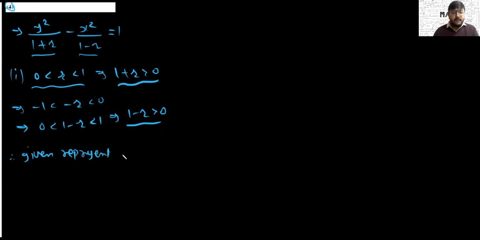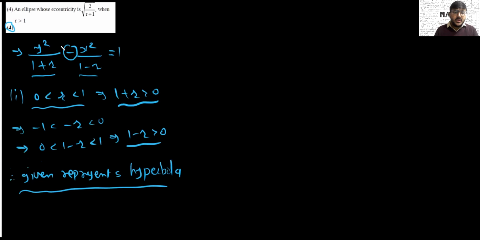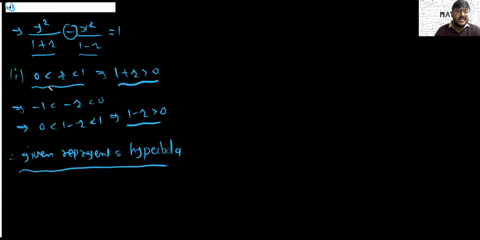Therefore, the given equation represents a hyperbola. Hope you all are clear with this. If 0 < r < 1, we discussed that 1 + r is positive and 1 − r is also positive, so the minus sign remains as it is. So for 0 < r < 1, the equation will always represent a parabola, sorry, hyperbola. So let's find out the eccentricity.